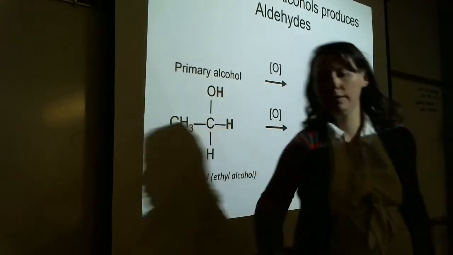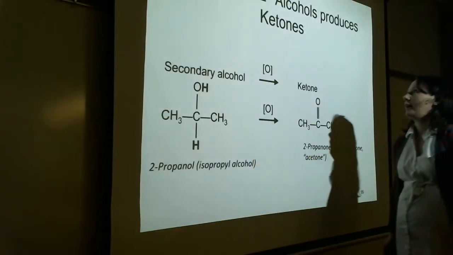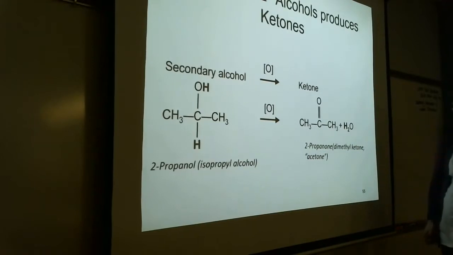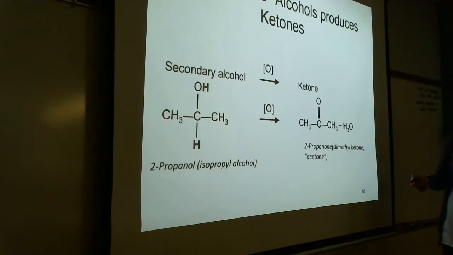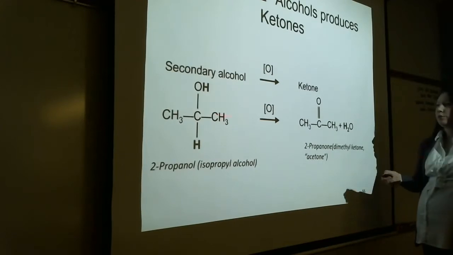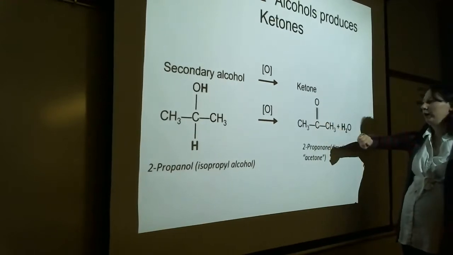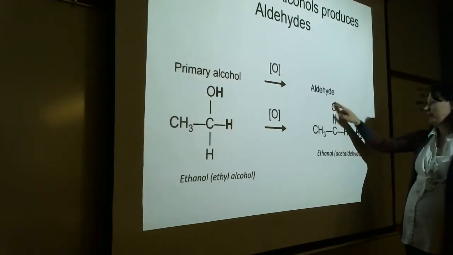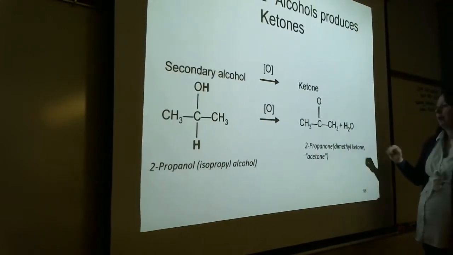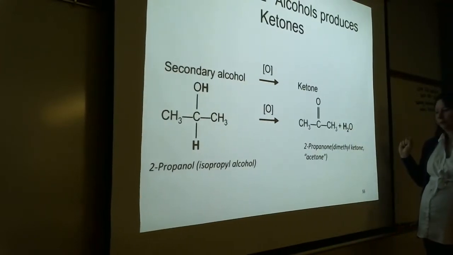And then if it's a secondary alcohol, this is a secondary carbon, right? Because it's a carbon that's attached to two other carbons. So when we oxidize it, again, I didn't tell you what the oxidizing agent is, so you can just put O in brackets. This produces a ketone, because a C double bond O, that functional group's a ketone, right? It's on the interior, whereas an aldehyde is on the end. And again, H2O is our other product.